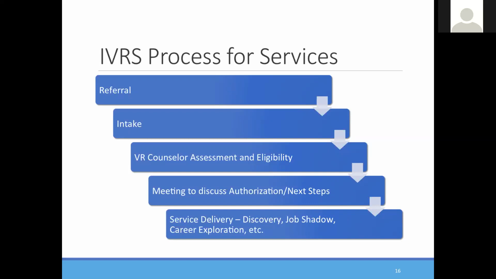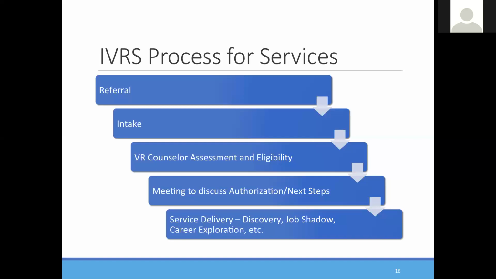VR completes the intake, and then the VR counselor is going to do their assessment and eligibility. From the counselor perspective, even though you may know this person fairly well, maybe from the pre-vocational setting, you still need a lot of information when it comes to job development. The VR counselor is still going to take all that information and make their assessment on what the next steps might be. And if you differ on viewpoints, that's okay, but make sure you're talking about, well, this is why I believe discovery would be a good option for this individual. And then you're going to meet to discuss the authorizations and the next steps.